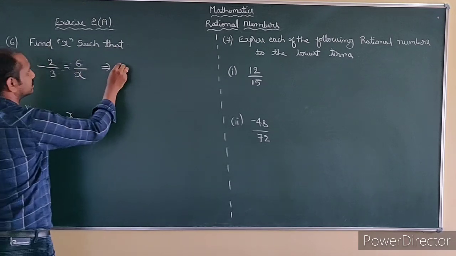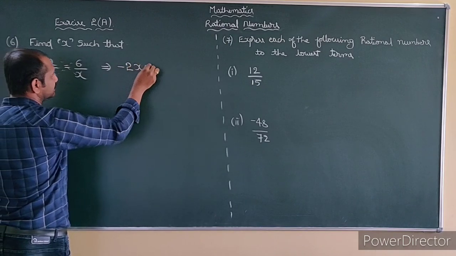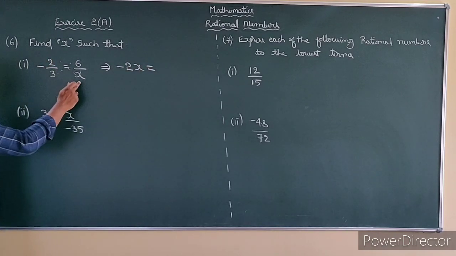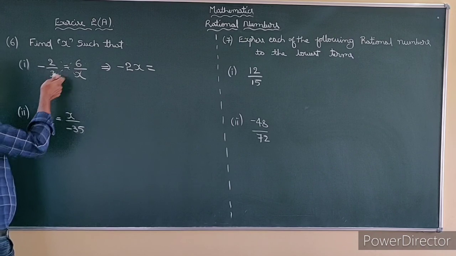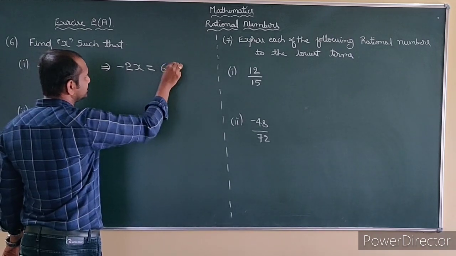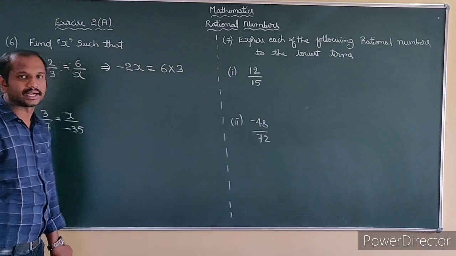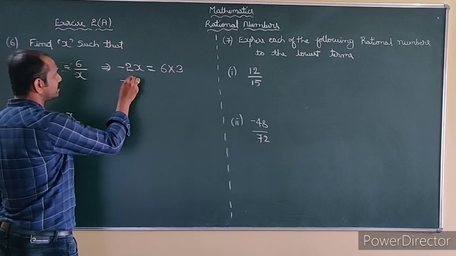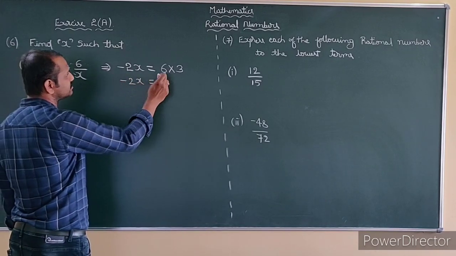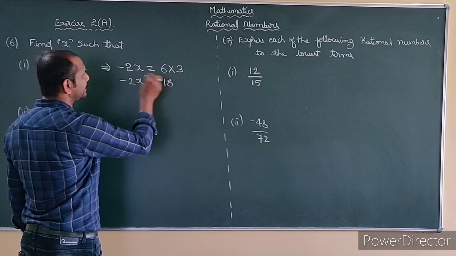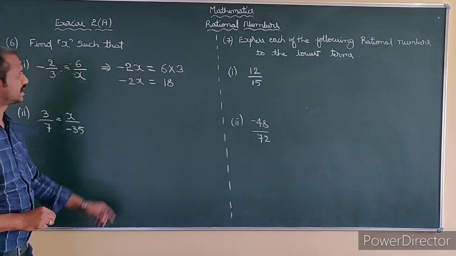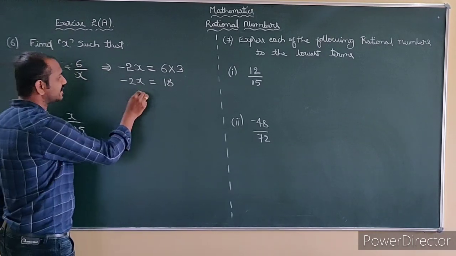That is minus 2x. See, minus 2 into x is minus 2x. Next I need to multiply this both. That is 6 into 3. Understand? Now I have minus 2x is equal to 6 3s are how much? 18. Understand? Now I need to find the x value.